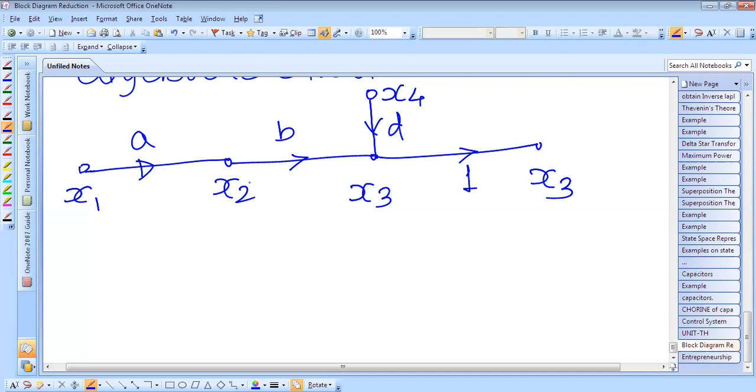These two nodes we can call mixed nodes, and therefore the signal flow graph contains essentially the same information as the block diagram.